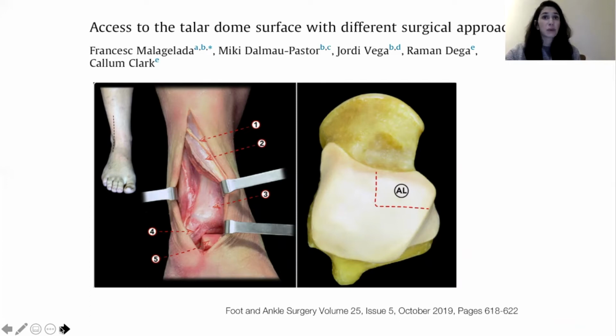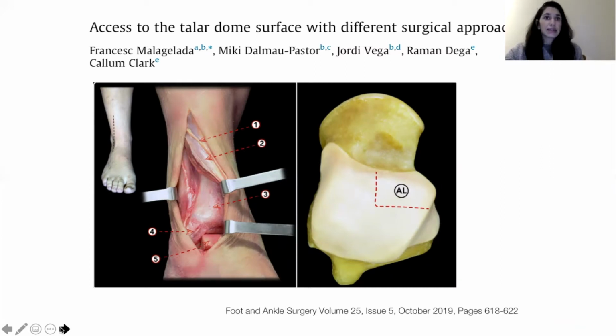This paper was published in 2019 in FAS by senior author Mr. Callum Clark of Heatherwood and Wexham in conjunction with the University of Barcelona. In this study, they assessed standard soft tissue approaches to the talus in cadaveric specimens and subsequently assessed the orthogonal access with a surgical instrument. So shown here is the 24% access to the talar dome with a standard anterolateral approach.